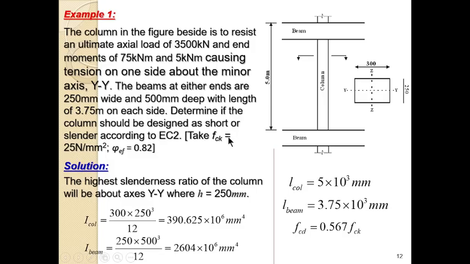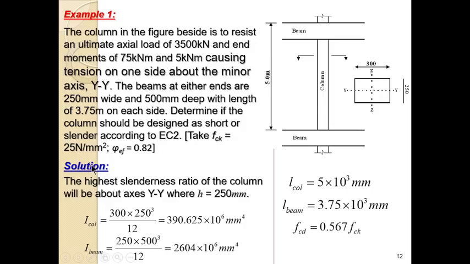You have to take FCK, which is the characteristic strength of concrete, as 25 Newton per millimeter squared. Take the effective creep coefficient as 0.82. So this is the column. The column's actual length is 5 meters, and there's a beam at both ends. This is the cross-sectional area of the column. You can see in the YY direction, the width is 300. In the ZZ direction, the height there is 250 mm.